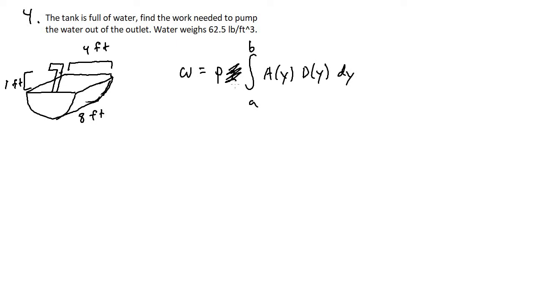Now in the previous problem, we had kilograms, and kilograms is not a unit of force, so we must multiply by gravity to give us a weight density. In this case, this is already giving us a weight density, so we don't need to multiply by gravity. So if I were to pick out a cross-sectional area of this tank here, it looks something like this.